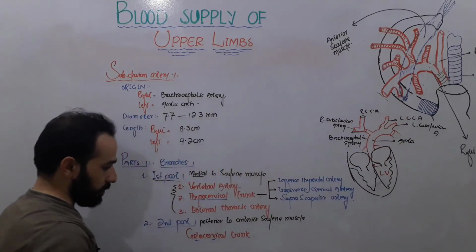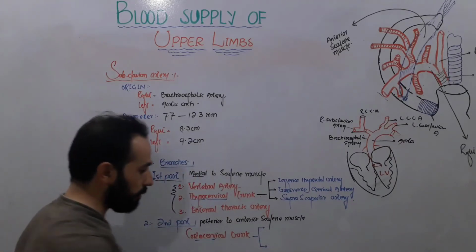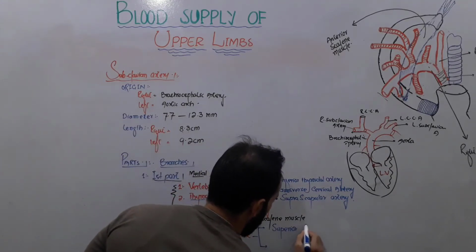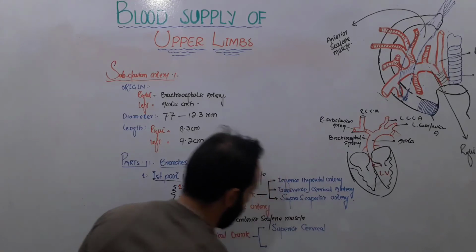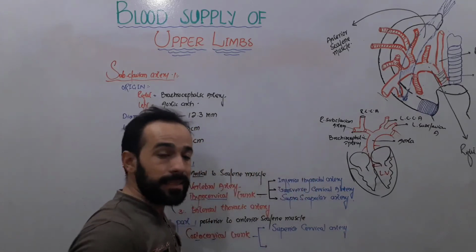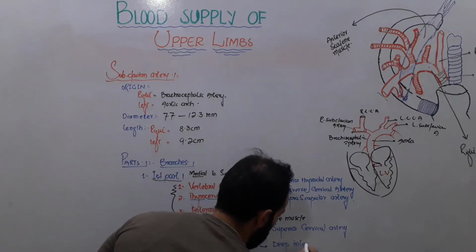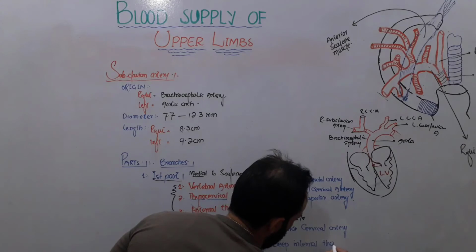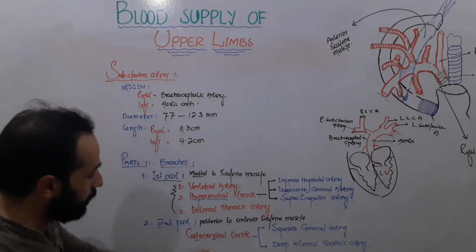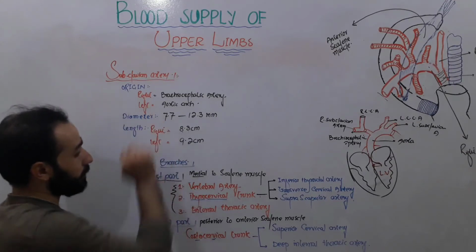Deep internal thoracic artery. So the costocervical trunk will give off 2 branches, the superior cervical artery, and then the deep internal thoracic artery. Okay, these were the branches of this costocervical trunk. This was the trunk which arises from the second part of this artery, the subclavian artery.